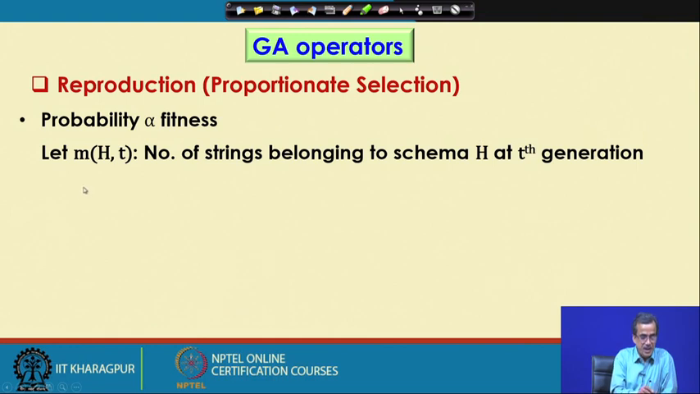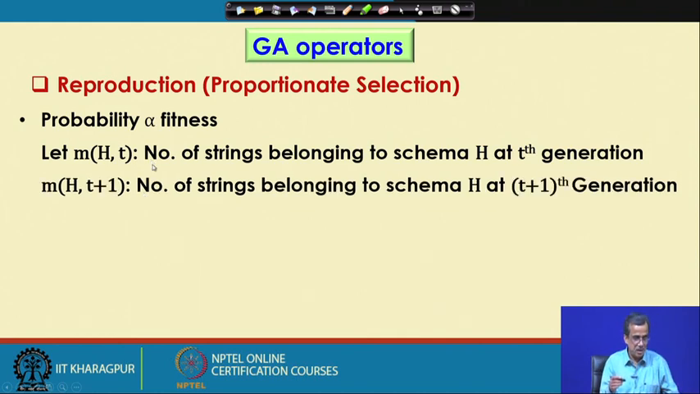Now, suppose that m(H,t) represents the number of strings belonging to schema H at the t-th generation. That means, how many strings are going to follow schema H at the t-th iteration, that is nothing but m(H,t). Now, our aim is to find out what is m(H,t+1). That means, how many strings are going to follow the same schema H at the (t+1)-th iteration.